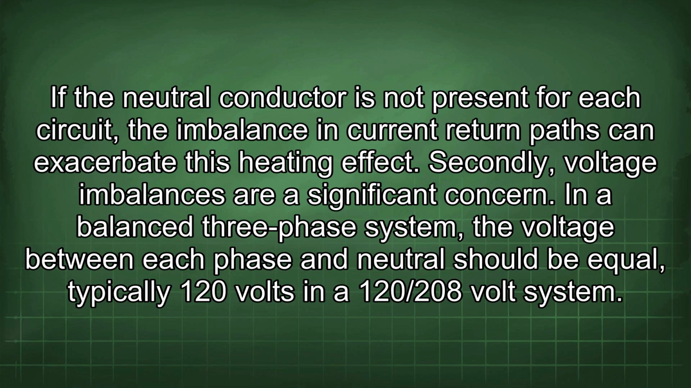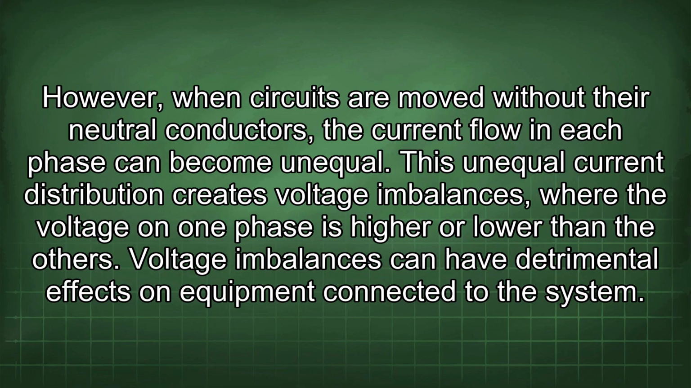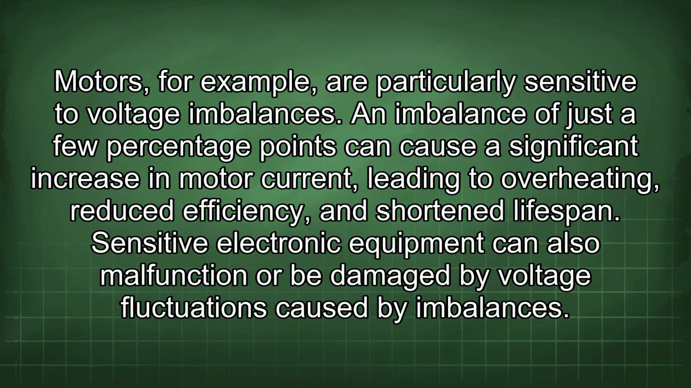In a balanced three-phase system, the voltage between each phase and neutral should be equal, typically 120 volts in a 120/208 volt system. However, when circuits are moved without the neutral conductors, the current flow in each phase can become unequal. This unequal current distribution creates voltage imbalances, where the voltage on one phase is higher or lower than the others. Voltage imbalances can have detrimental effects on equipment connected to the system. Motors, for example, are particularly sensitive to voltage imbalances.